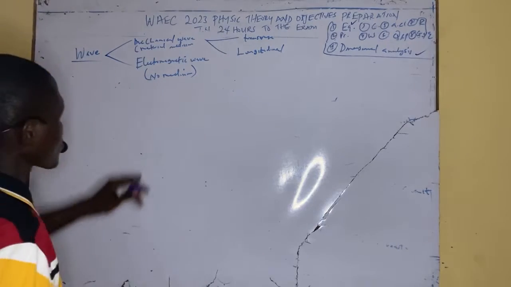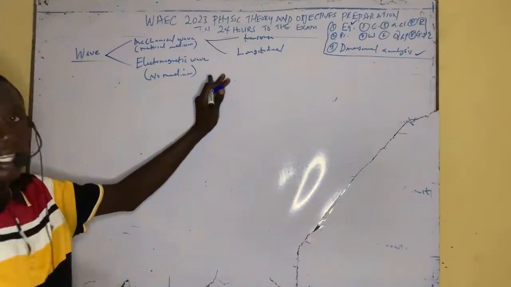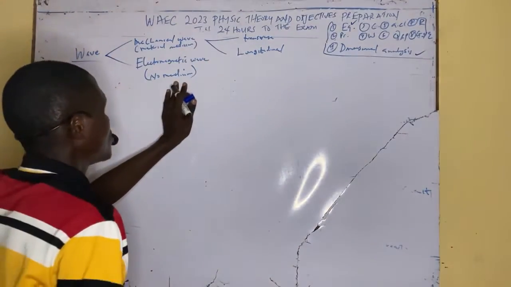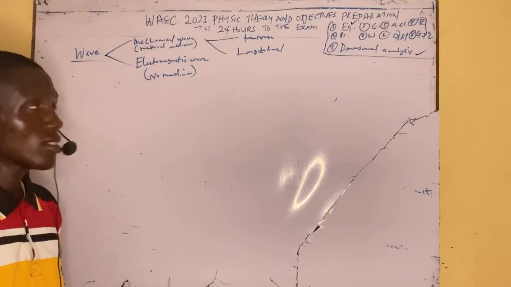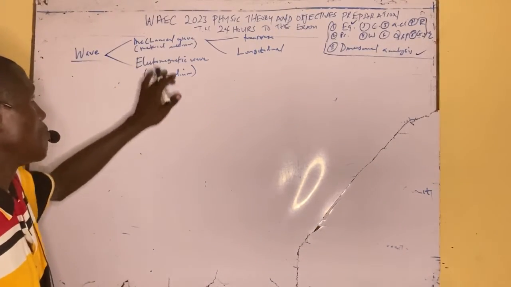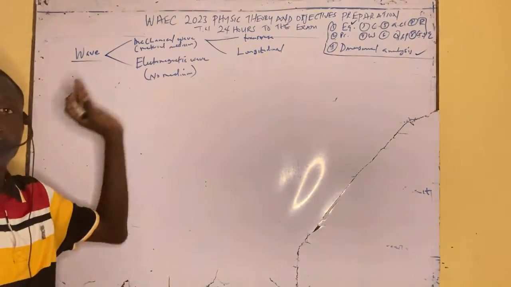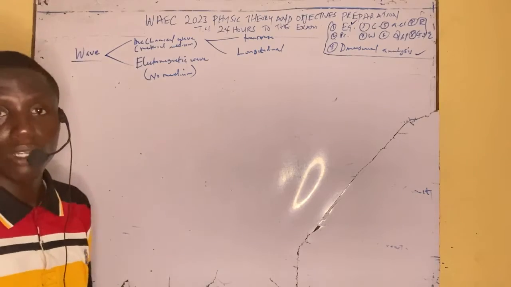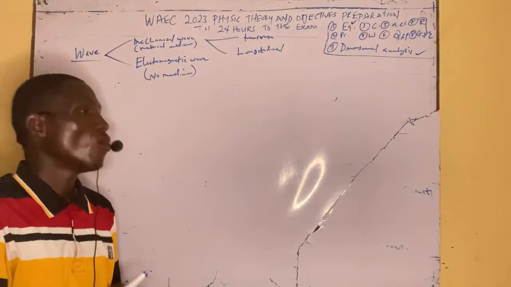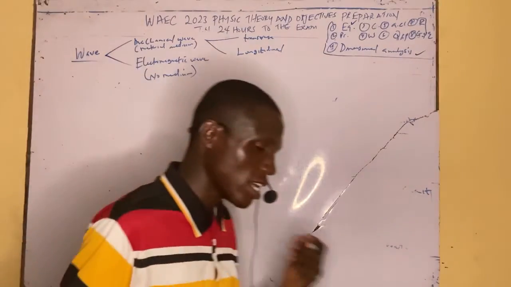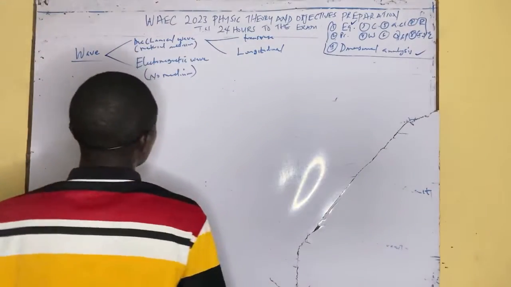Now, mechanical waves require a material medium. Examples of mechanical waves are sound waves and water waves. They are all mechanical waves, while electromagnetic waves have to do with microwaves, X-rays, and so on and so forth.